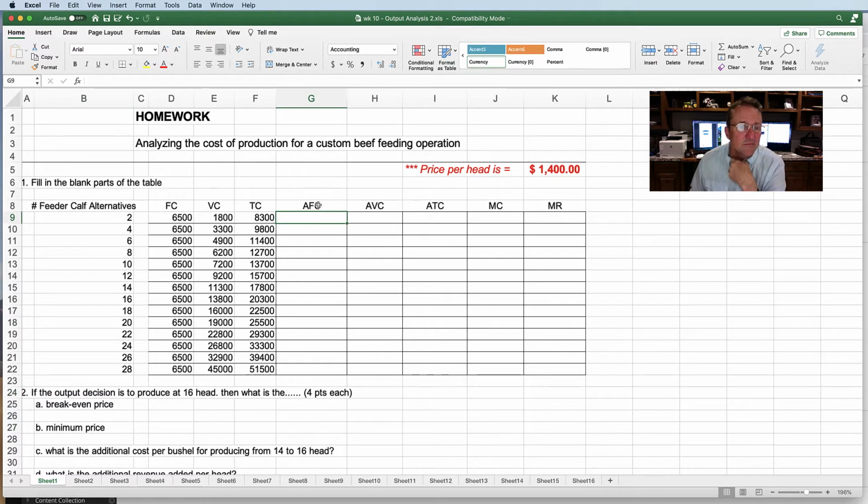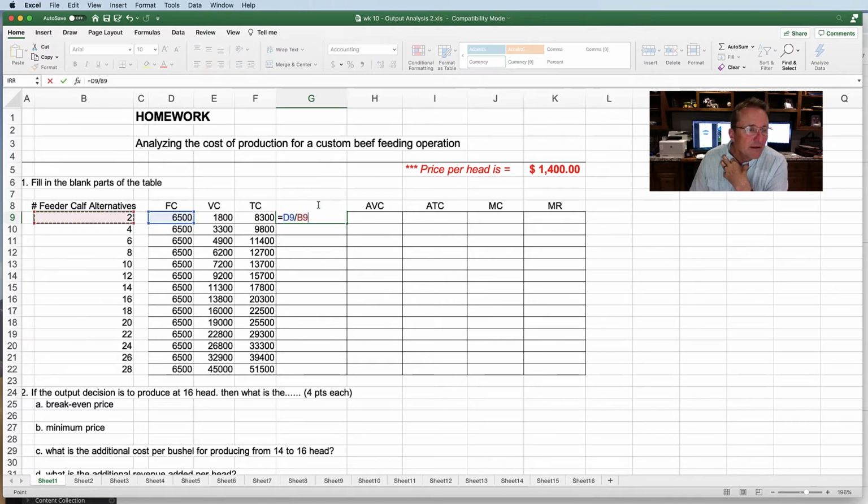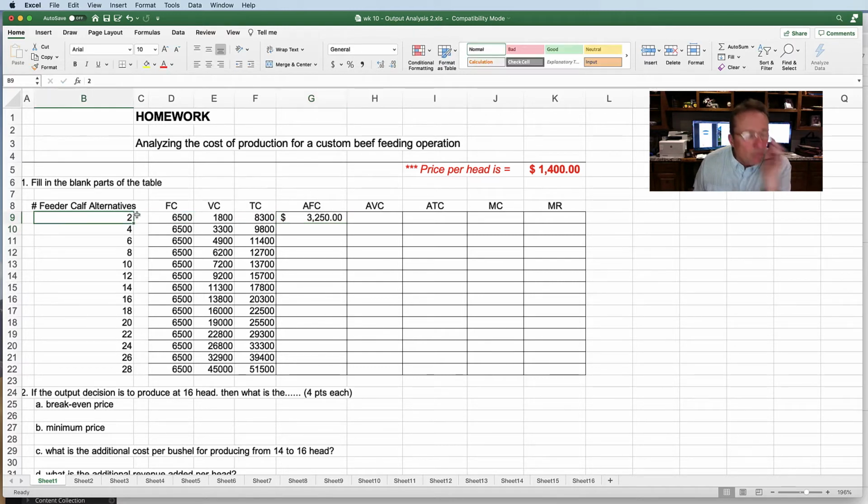Fill out the table. Average is a pretty simple thing. Average always means you divide by something. So you're dividing fixed cost. I'm going to write a formula, equals, divided by that calf alternative right there. That's $32.50. So each one of these calves has a fixed cost of $32.50.